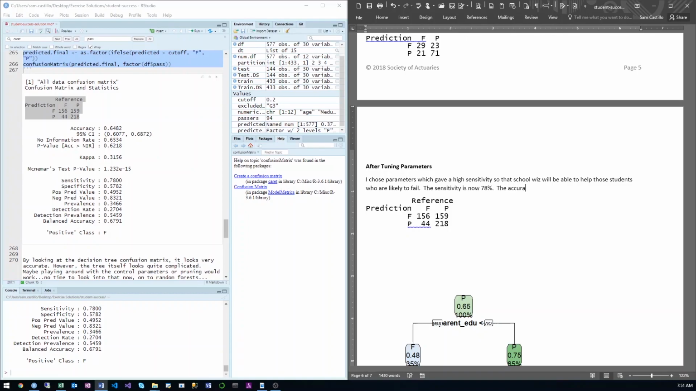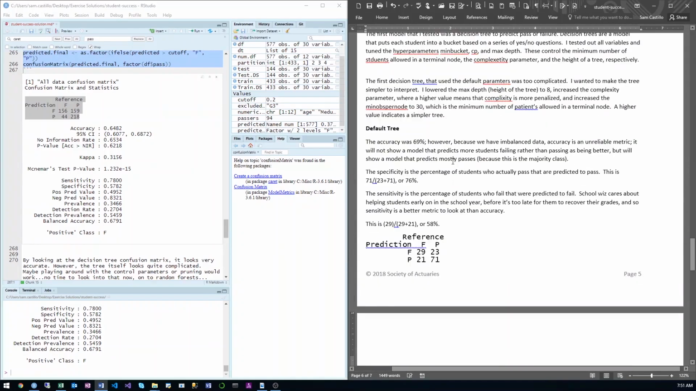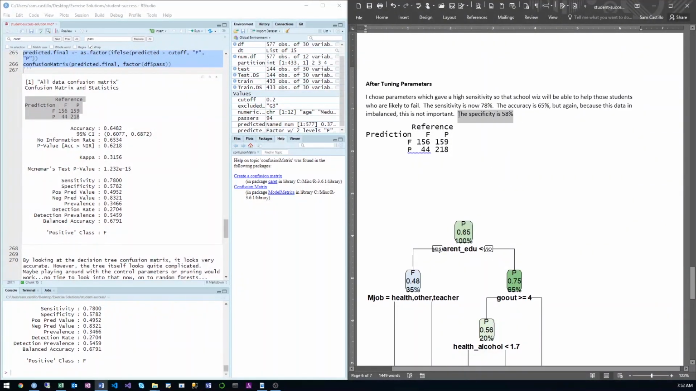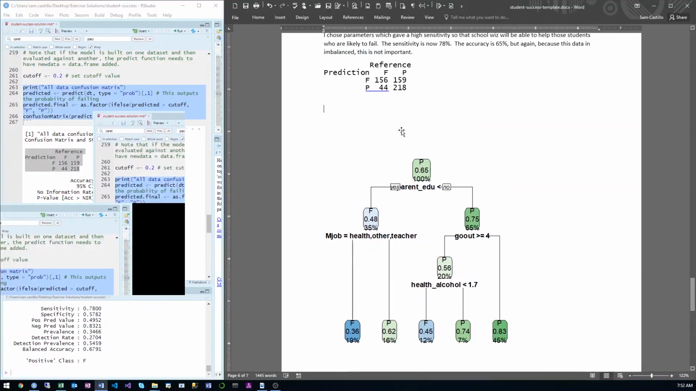The accuracy is 65%. But again, because this data is imbalanced, this is not important. Specificity is 57%, 58%. What was it before? 76%, which is lower. I don't even need to mention that. I'm just talking about sensitivity. Okay, I don't like the way this looks, but the grader doesn't care, as long as it's readable, it doesn't need to look perfect.